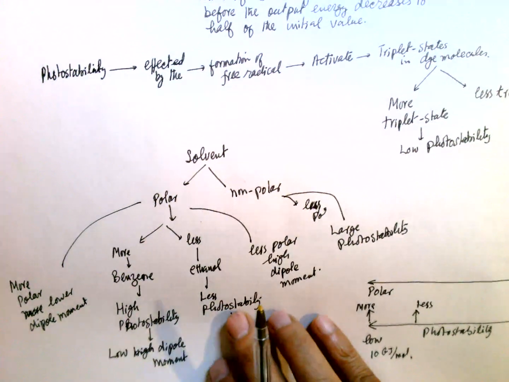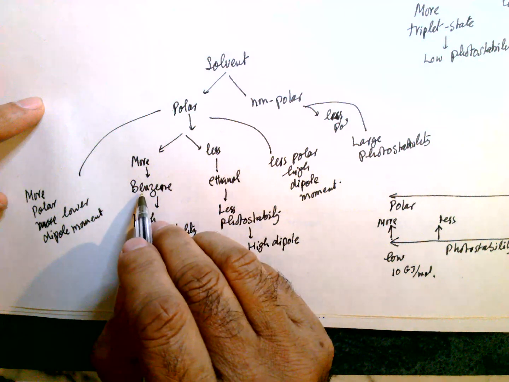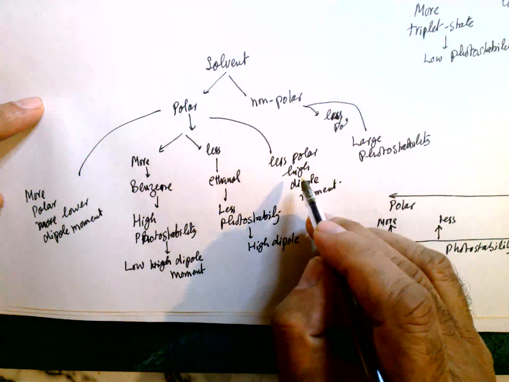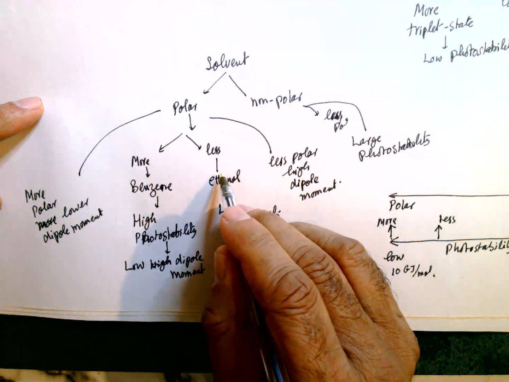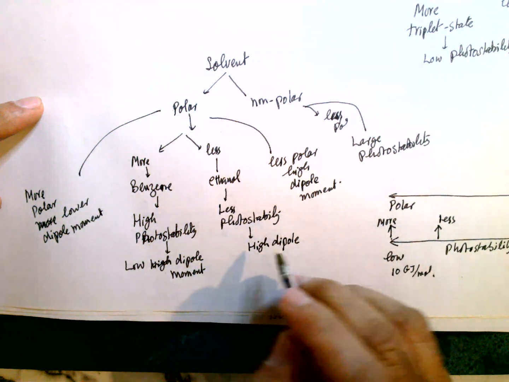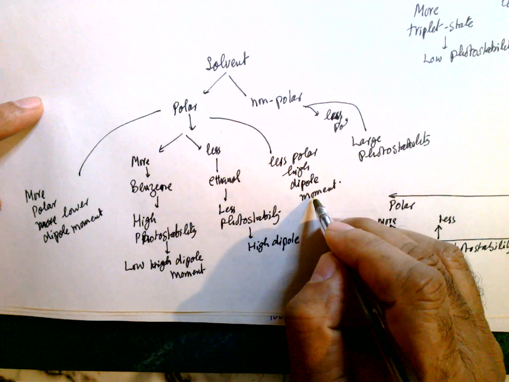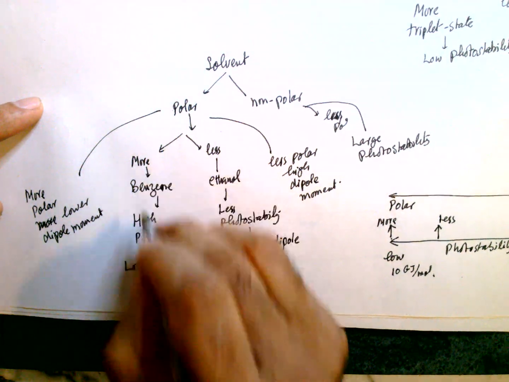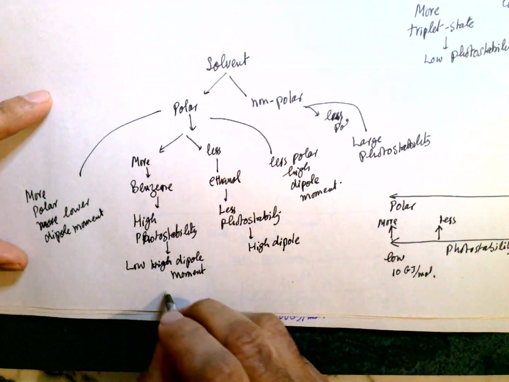So for solvent, there are two kinds: polar solvent and non-polar solvent. Some are more polar, some are less polar. Benzene is less polar, ethanol is more polar. Less polar, high dipole moment, less photostability. More polar, high photostability, low dipole moment. So the dipole moment is the link to stability.